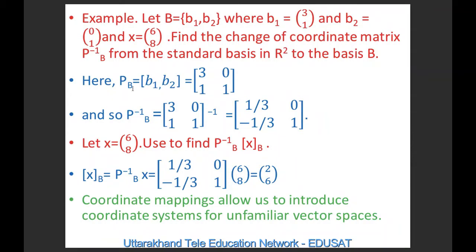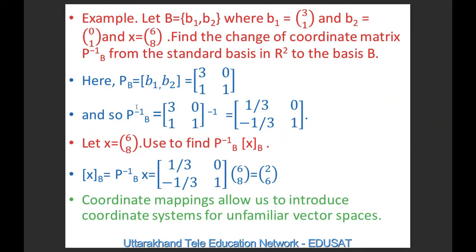Therefore, PB is equal to B1, B2. B1 is the first column, B2 is the second column of this matrix. So here it is 3, 1 in place of B1, and this is 0, 1 for B2. So B1 is the first column, B2 is the second column of this matrix, PB.